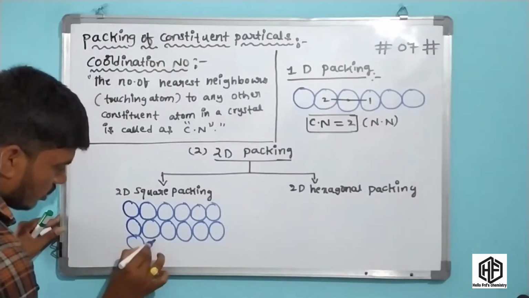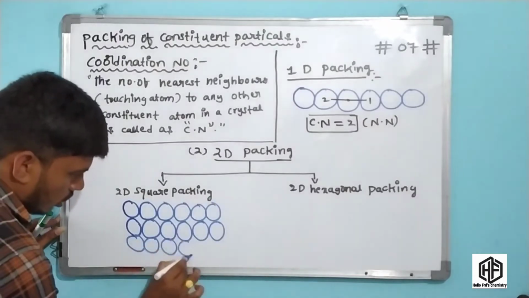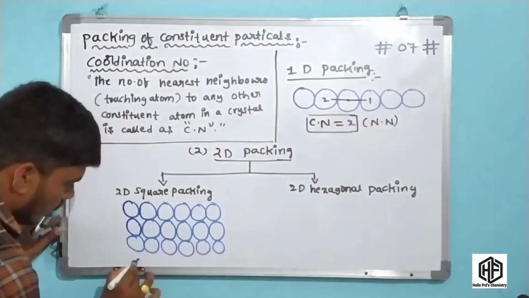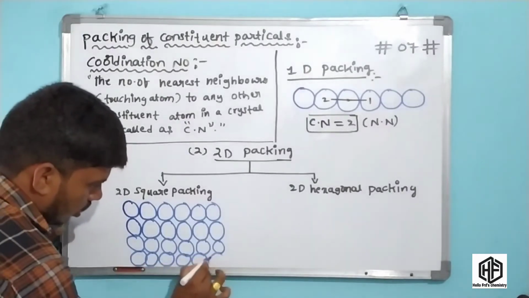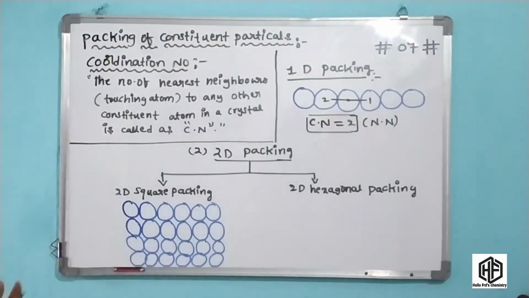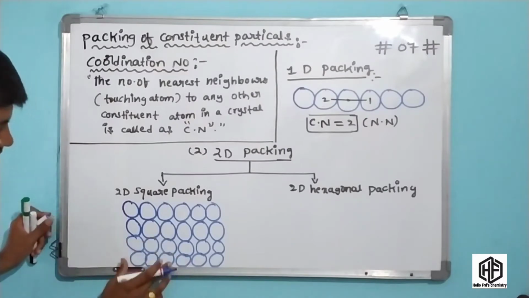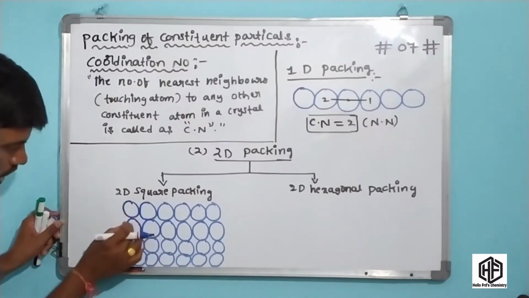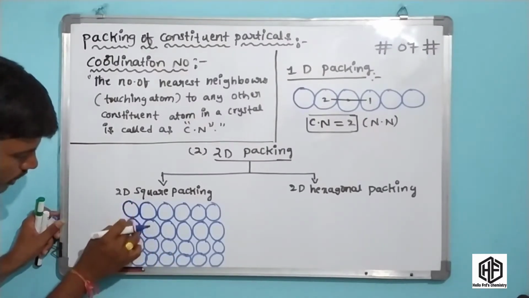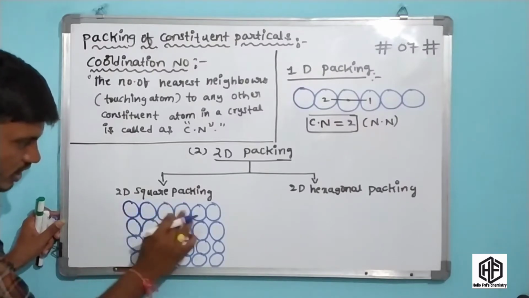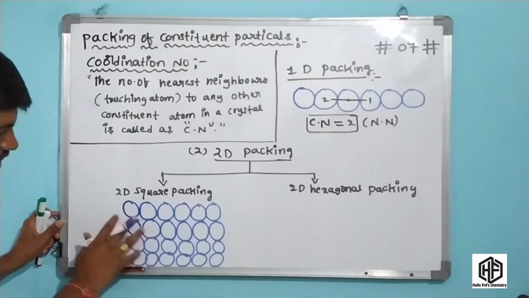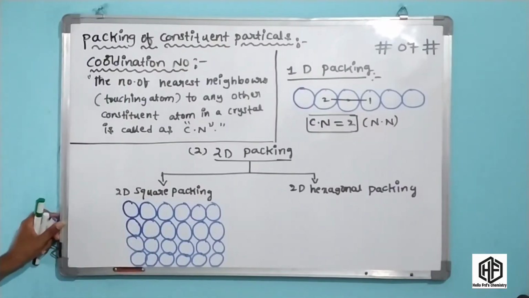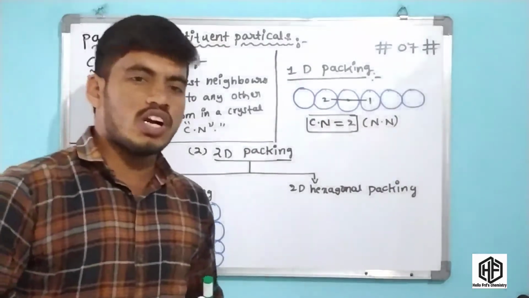The same type of atoms is arranged in the y direction. Each atom has another atom just below it, arranged in the same direction. This is called two-dimensional square packing. Friends, this is the two-dimensional square packing. Now let's talk about the coordination number.